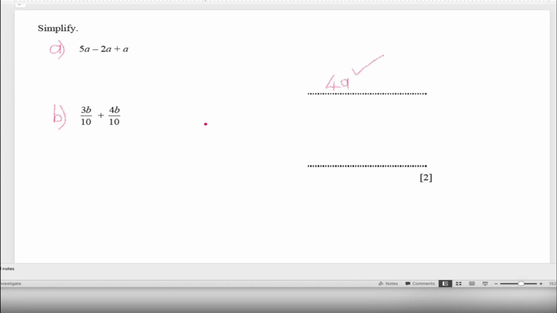Let's have a look at the second part, part B. 3b over 10 plus 4b over 10. Remember, when the denominators are the same, we add the top numbers. It's going to look like this. 3b plus 4b divided by 10. Now, what is 3b plus 4b? It's equal to 7b. So the final answer will be 7b divided by 10. And here you will get your other mark.